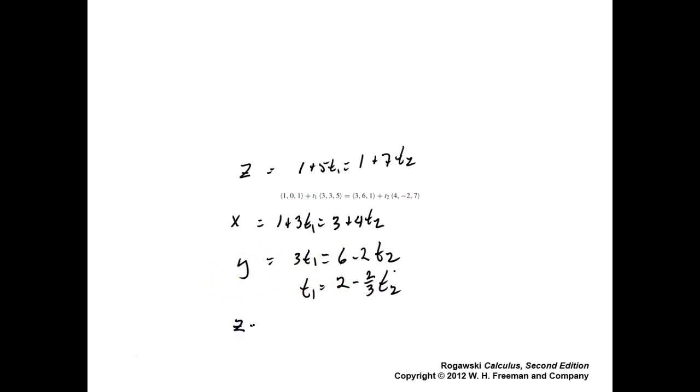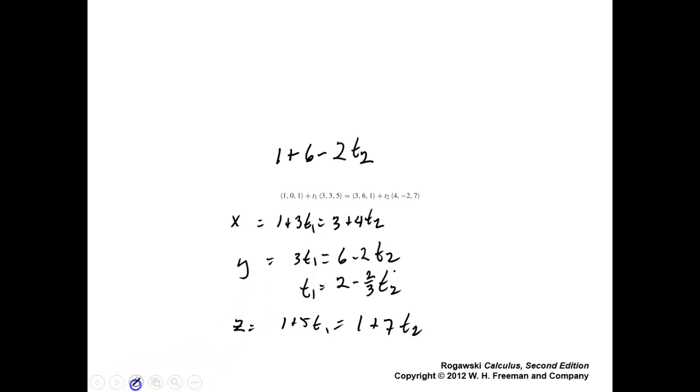The Z one, I'm going to write it down here so it's less problematic. 1 plus 5T1 is equal to 1 plus 7T2. Okay. Now, if I take this value and plug it in here, that will give me 1 plus 6 minus 2T2. No, that's where I made the mistake before.